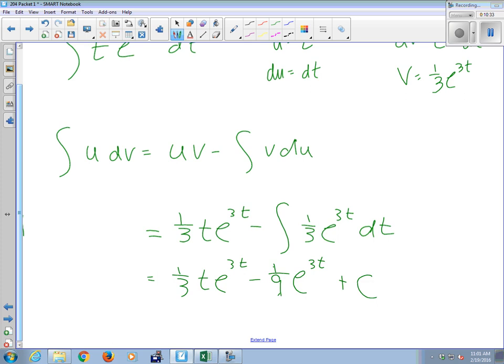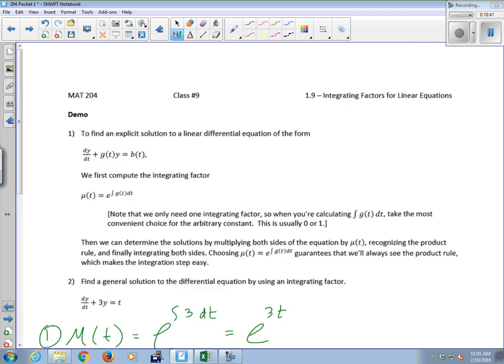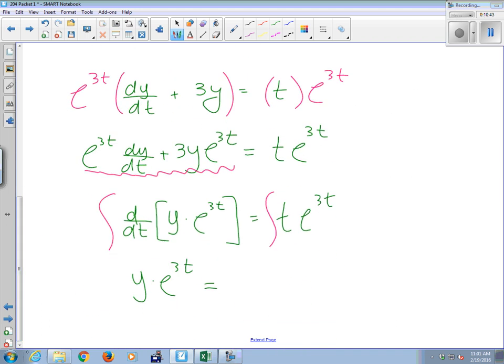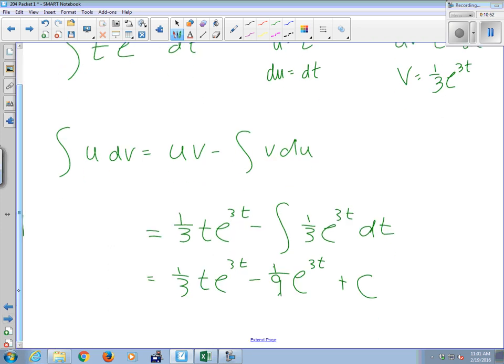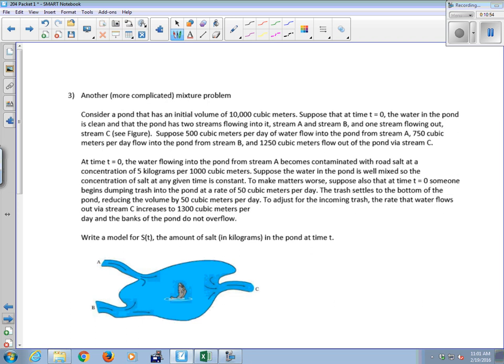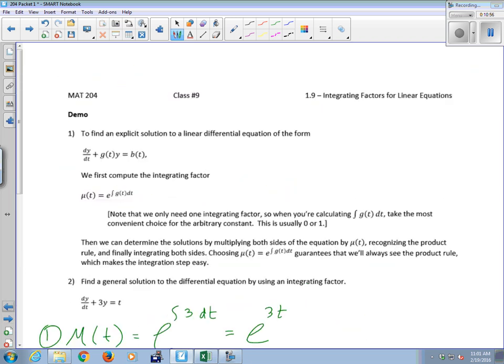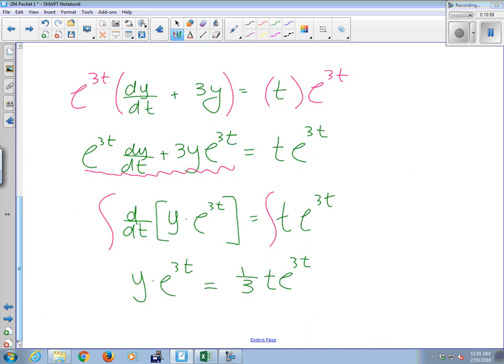All right, so I'm going to take this and put it back in the line I was just working on. Go back to the previous slide. 1/3 t e to the 3t, and then the next part was minus 1/9 e to the 3t plus c.